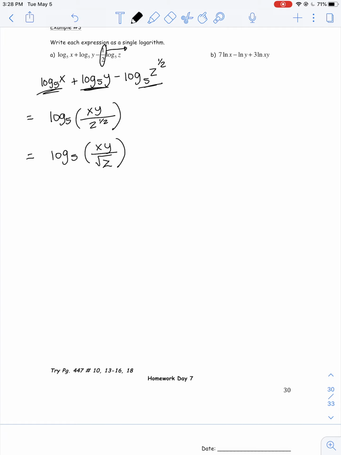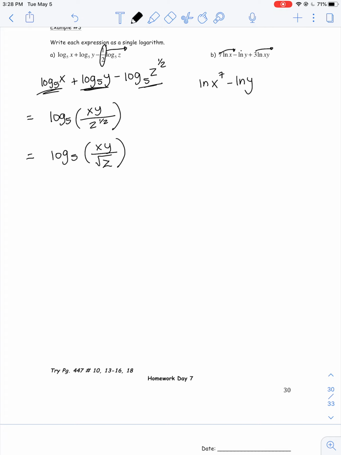Okay, and the last thing I can do is I can write z to the 1/2 as square root of z. So z to the 1/2 means square root of z. Those are identical. It's just another way of writing it. Okay, so that would be the equivalent simple single logarithm that represents what I started with.